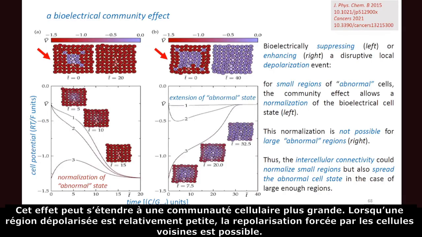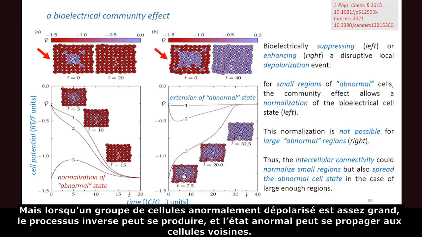This can be extended to a bigger cell community, and in this case we see that when the region that has been depolarized is a relatively small region, repolarization forced by the neighboring cells external to the central cells is possible.